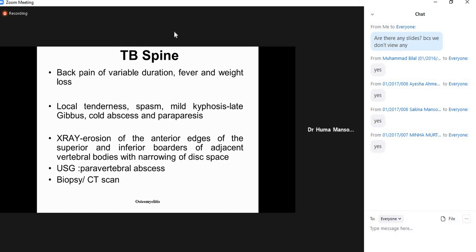X-ray would show erosion of the anterior edges of the superior and inferior borders of the vertebral bodies with narrowing of the disc space, and that disc space is basically occupied by inflammatory cells. Ultrasound would show paravertebral abscess, and biopsy would be confirmatory, where you can see the granulomas.